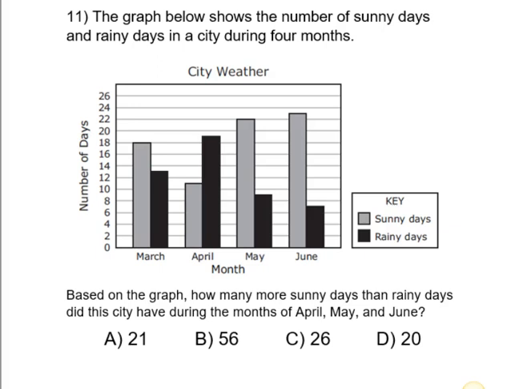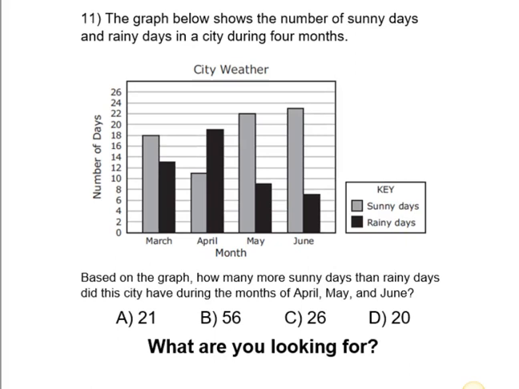The graph below shows the number of sunny days and rainy days in a city during 4 months. Based on the graph, how many more sunny days than rainy days did this city have during the months of April, May, and June? So looking at our graph, we see on the vertical we have the number of days from 0 to 26, and the hashtag marks are counting by 2. And for the horizontal, we have the months March, April, May, and June.